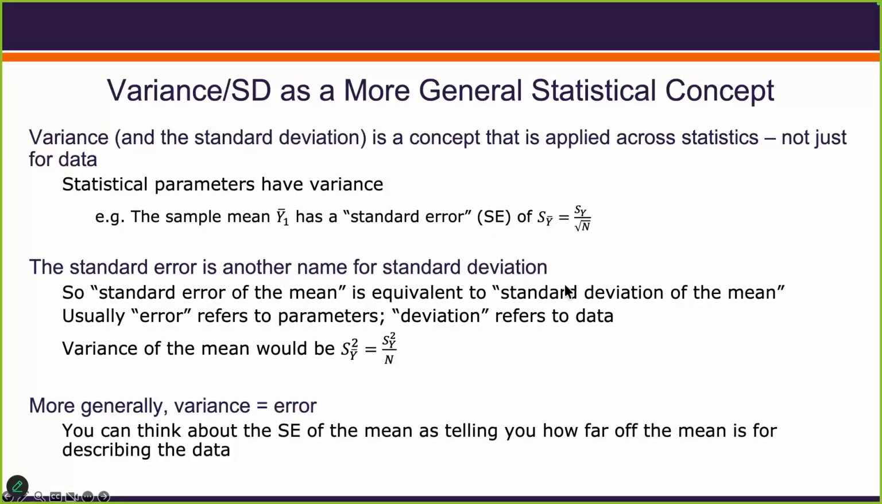So when we say standard error, it is just another name for standard deviation. The standard error of the mean is the standard deviation of the mean, right? And to establish why that is, we have to think of when we talked about sampling distributions. Do you remember those? Where we had to talk about doing an experiment with replacement over and over again and calculating means from each of the same sample sizes and how much those means vary. That literally is describing the standard error of the mean. So generally speaking, variance is another term for error, or how far off you are potentially in your statistic. You can think about the standard error of the mean as telling you how far off the mean is for describing the data, in standardized units.